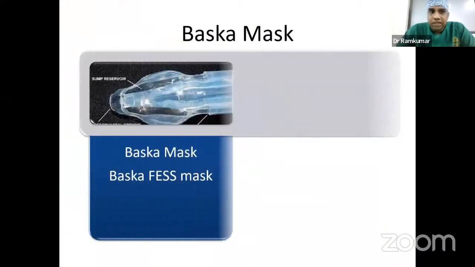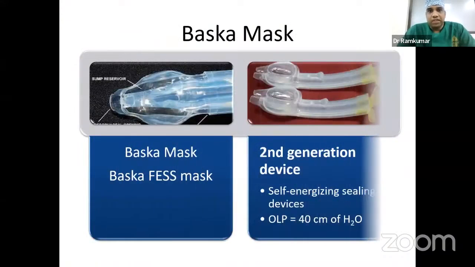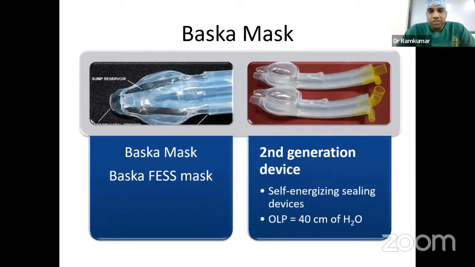Baska mask. The Baska mask is a disposable silicone device. It is still considered a second generation device. The important aspect is the self-energizing sealing mechanism, and the posterior aspect is the sump. It is connected to the tip, so all the gastric contents can be collected and aspirated on either side of the drain tubes.